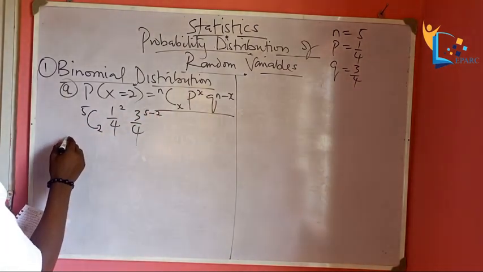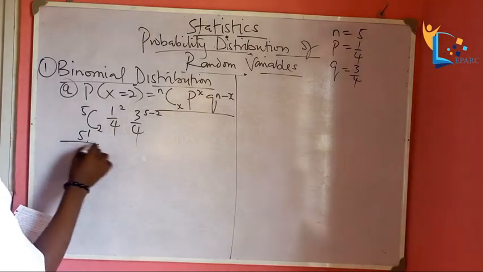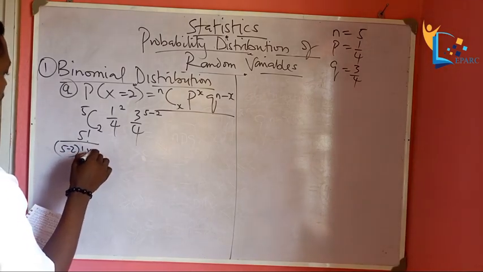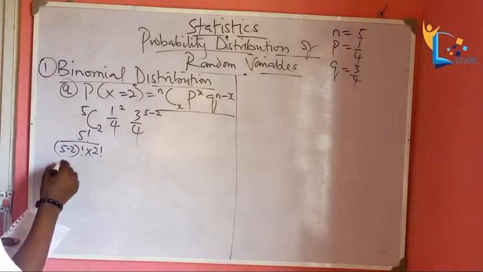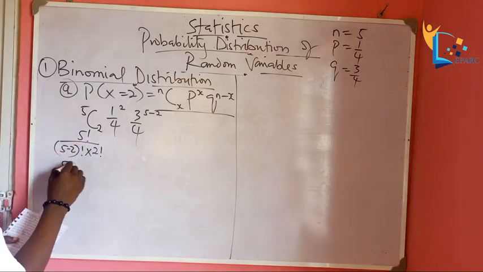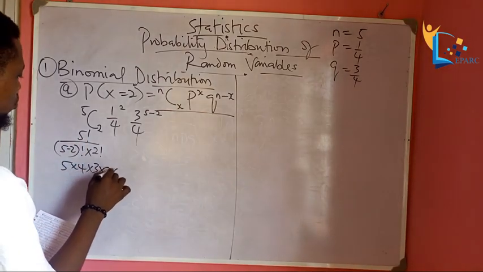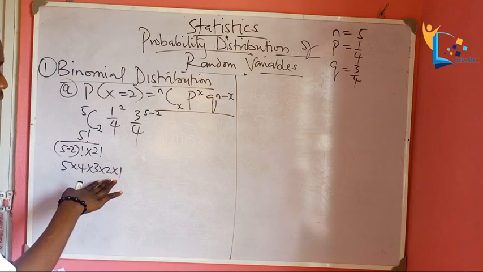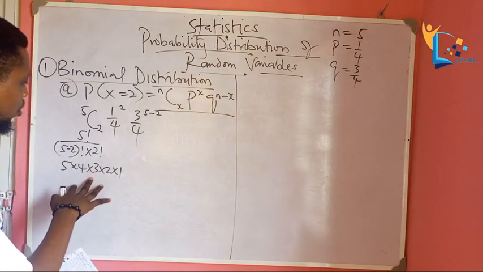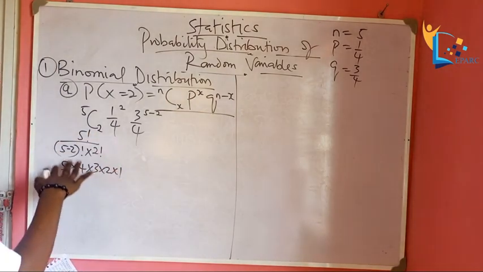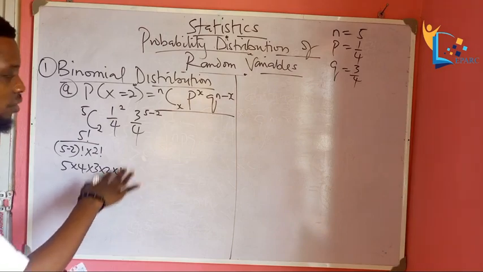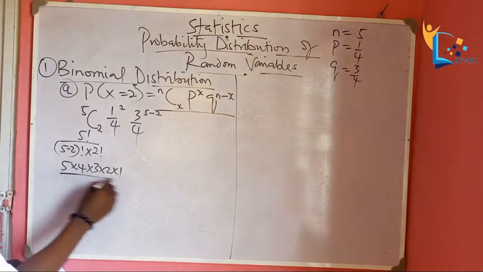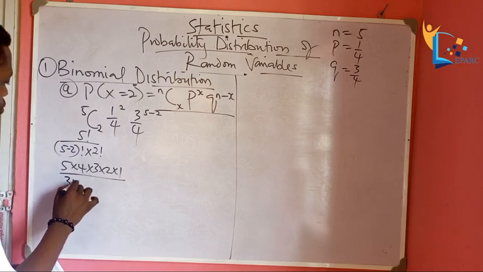So 5 combination 2 is the same thing as 5 factorial over (5 minus 2) factorial times 2 factorial. 5 factorial will give us 5 times 4 times 3 times 2 times 1. Don't worry about this, I'm going to explain as we progress. Just follow me. As we progress, we're going to understand the concept of factorial when solving combinations. Now, 5 minus 2 will give us 3. 3 factorial is 3 times 2 times 1.